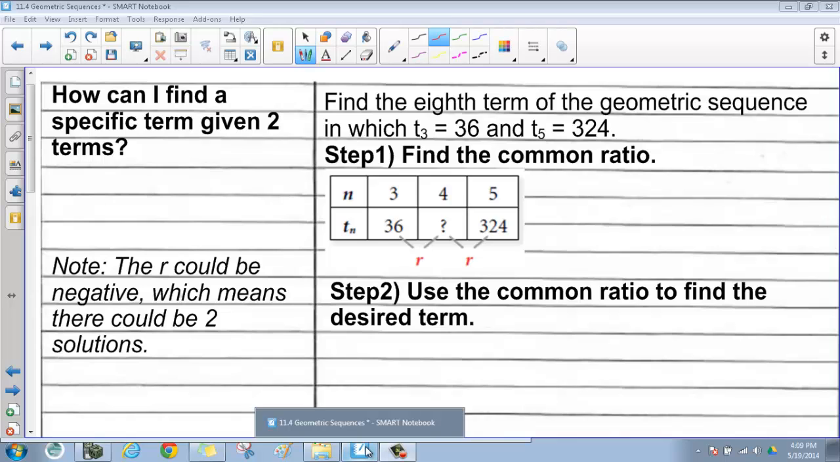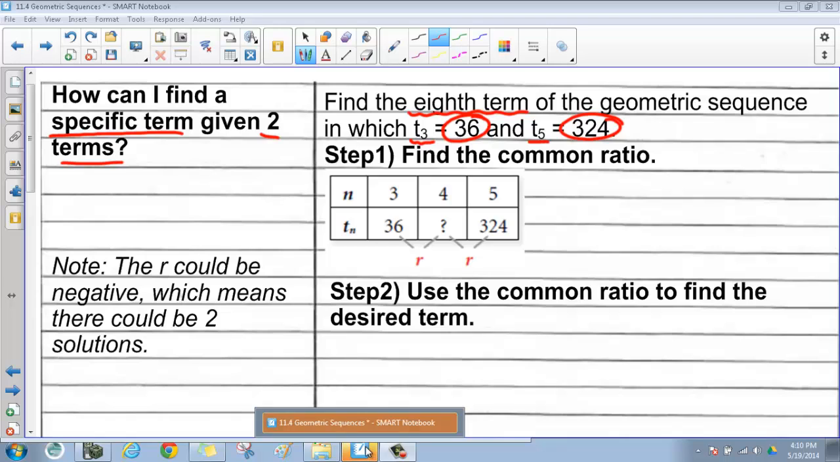Okay, in this one we want to figure out how to find a specific term given two other terms, okay? So we're given two terms in a sequence. In this situation, we want to find the 8th term, and we're given the 3rd term, which is 36, and the 5th term, which is 324.